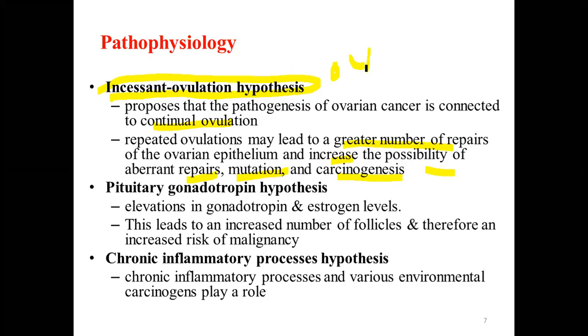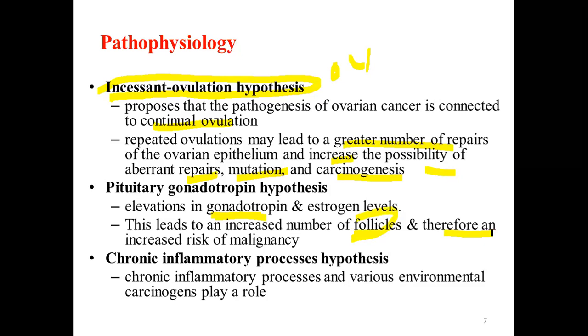The other hypothesis is the pituitary gonadotropin hypothesis. According to this one, they are saying ovarian cancer is related to gonadotropin and estrogen level. So when there is an increase in the number of follicles, there is an increased risk of malignancy. This is mostly due to the increased level of gonadotropin and estrogen, which ultimately increases the follicles, and then there is a possibility to undergo malignant transformation. So this is also another hypothesis.